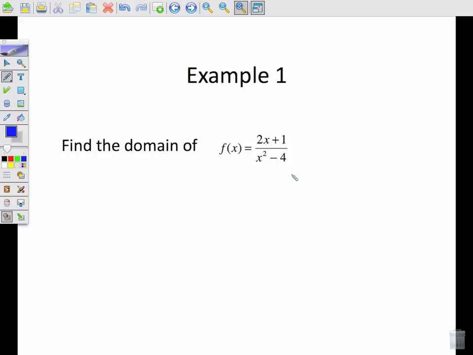Find the domain of this function. You're going to take x squared minus 4 and set it equal to 0 and solve for x. Then x would equal plus and minus 2. So we know that the domain is all reals, but x cannot equal 2 and x cannot equal negative 2. The 2 would cause a division by 0, and the negative 2 would also cause a division by 0 if you substitute them back into the denominator.